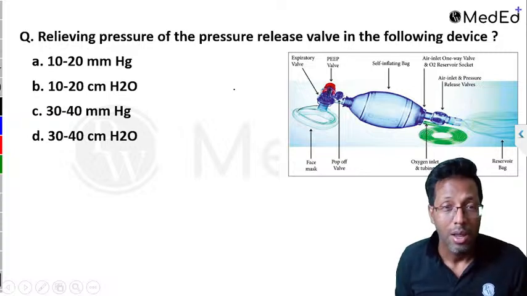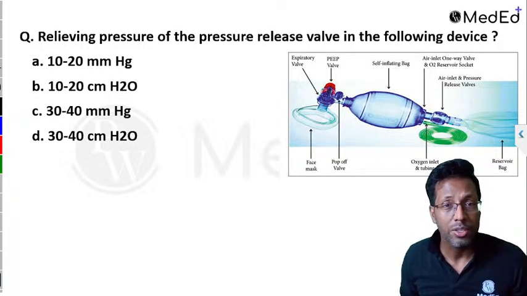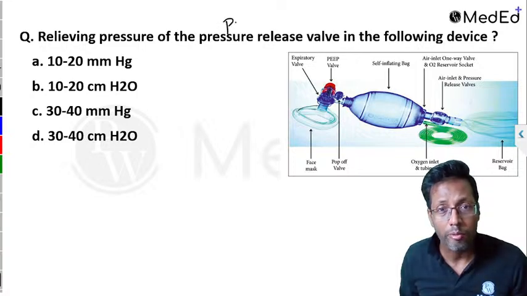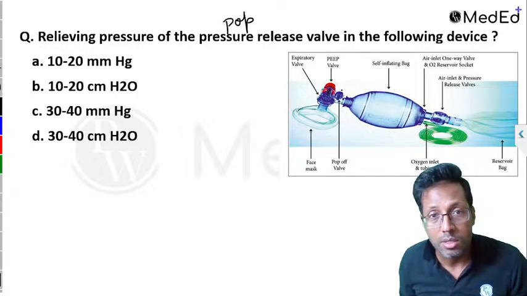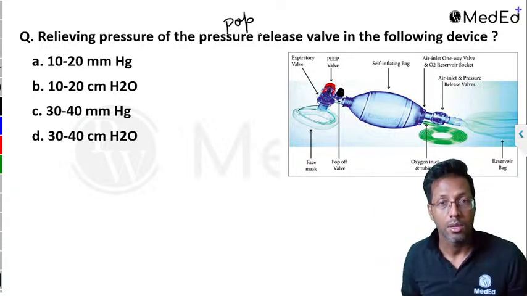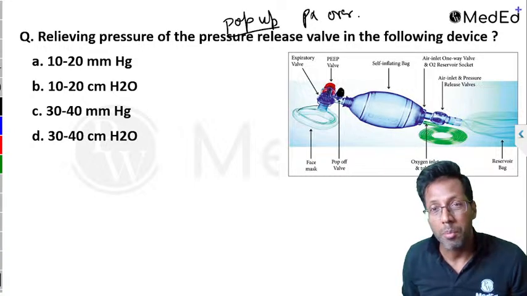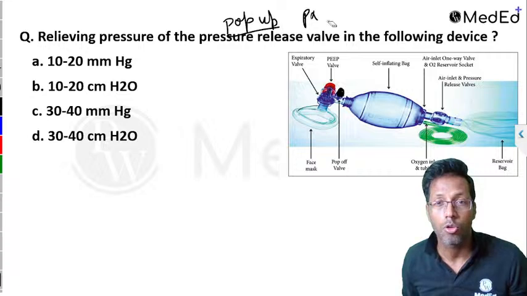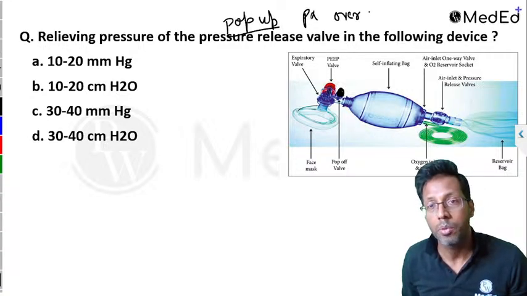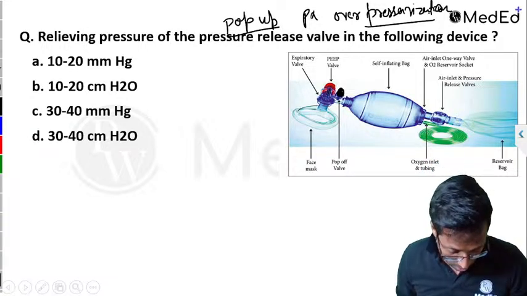This is the last question here, and according to me, a confusing question. Because they have said a pressure relieving valve, a pressure release valve or a pop-off valve. So this is your pop-off valve over here, and it is to prevent over pressurization of the lungs. When you're using an ambu bag, you have this pop-off valve to prevent over distension, over pressurization of the lung. You don't want to cause so much pressure. It prevents the over pressurization of the lung.